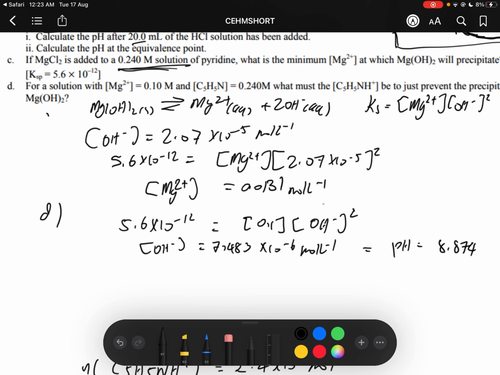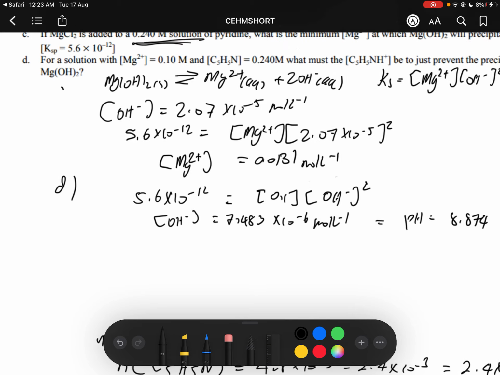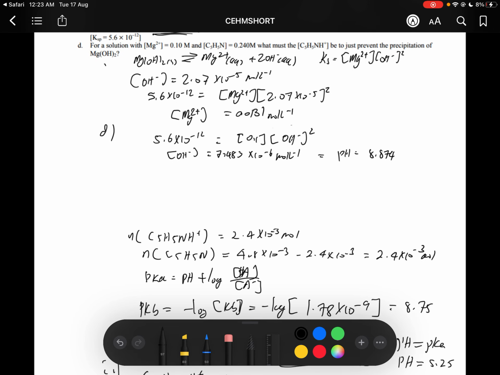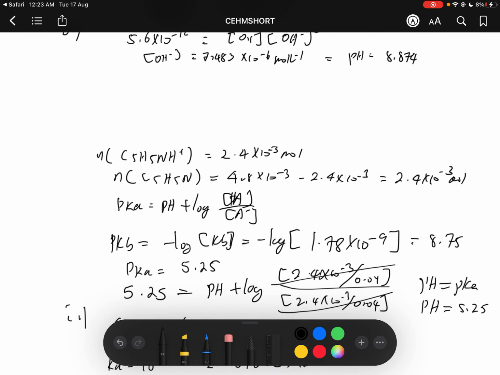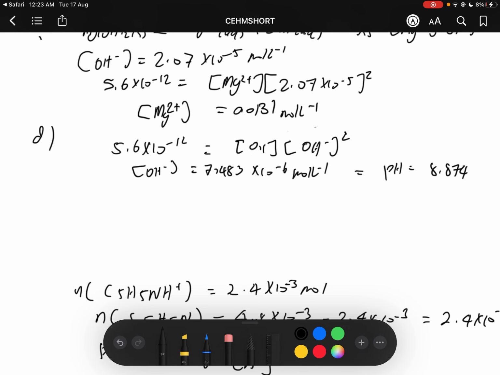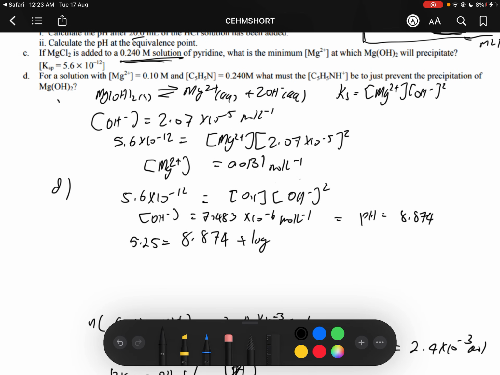Now we find the concentration of the conjugate acid and the conjugate base needed to give a pH of 8.874, using the Henderson-Hasselbalch equation. We know the Ka value, so we know the pKa, which was 5.25. That is equal to the pH, 8.874, plus the log of the conjugate acid concentration, which we don't know, C5H5N, divided by 0.240.